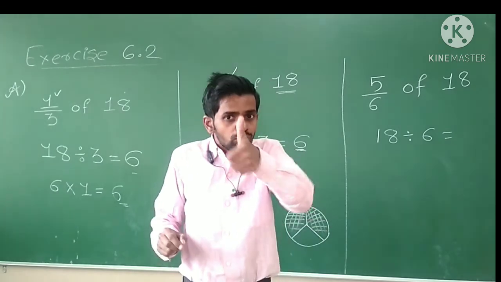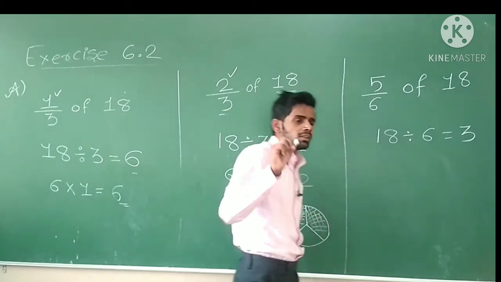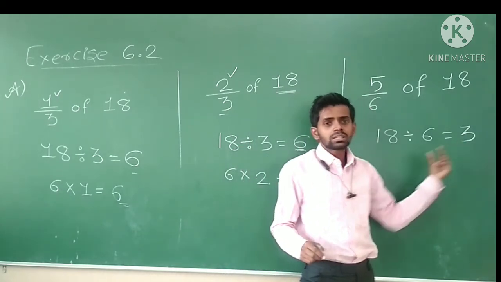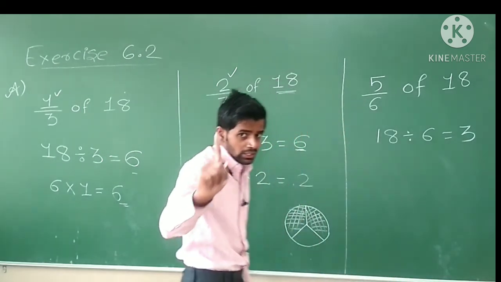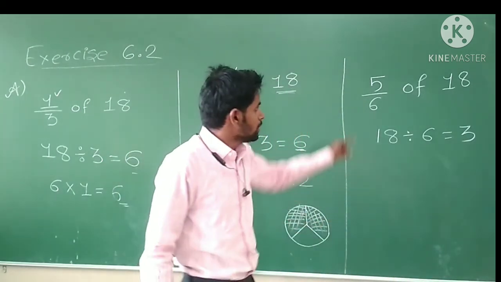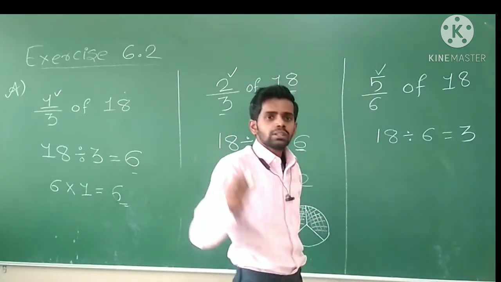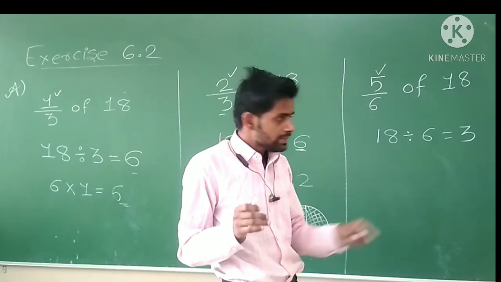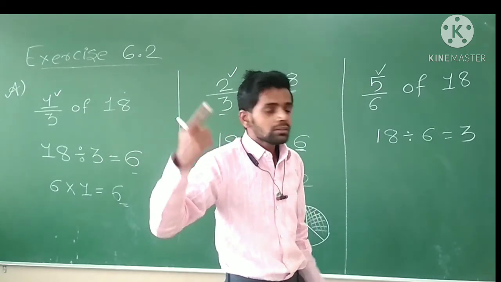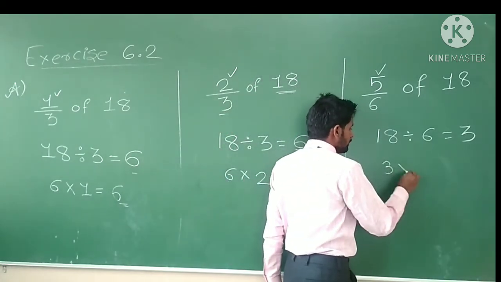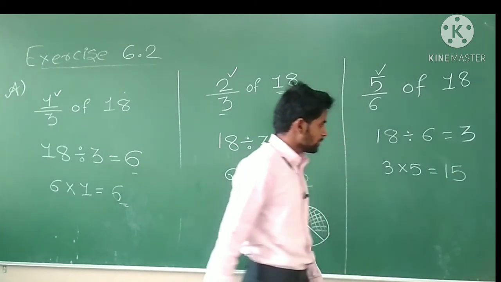When you divide this 18 into 6 parts, how many objects are in one part? So 6 threes are 18. So this 3 indicates that there are 3 objects in each part. But we have to select 5 parts out of 6 parts. So 5 parts हमको collect करना है. That means one part has 3. So 5 parts will be equal to 3 multiplied by 5. That means 15.